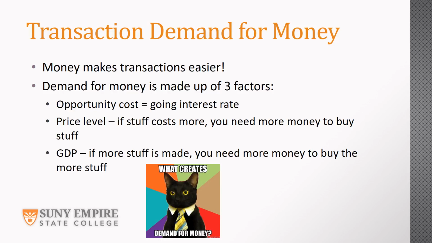The price level is the overall cost for all goods and services in the economy. In general, if the price level is high, stuff costs more. Therefore, you will need more money in order to buy the stuff. For the GDP, the idea is that a higher GDP means more goods and services are being produced. Therefore, consumers will need more money to buy the more stuff.